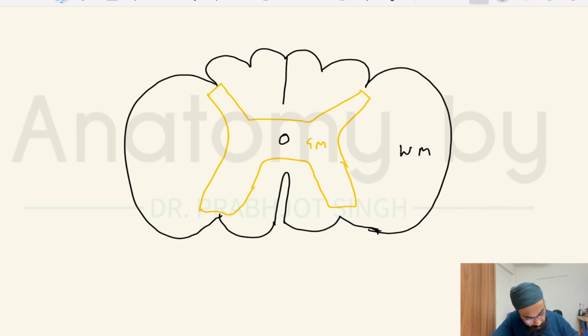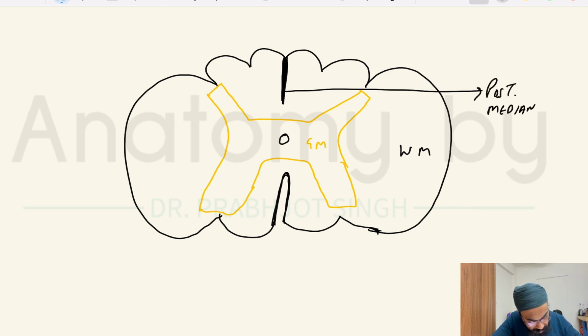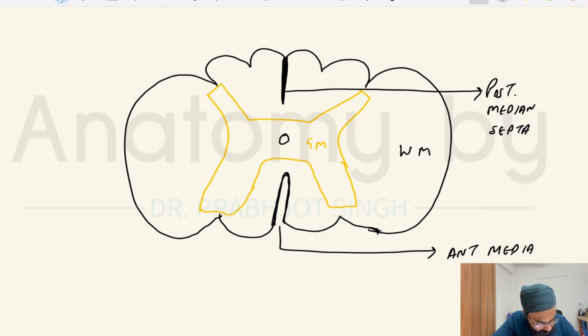Okay. So anteriorly, if you see, there is this cap kind of a thing, and posteriorly there is nothing like that, just a septum posteriorly. So this is known as the posterior median septum, and this is known as the anterior median fissure. And over here you have something which is known as the anterior spinal artery. So the anterior spinal artery is the content of the anterior median fissure.